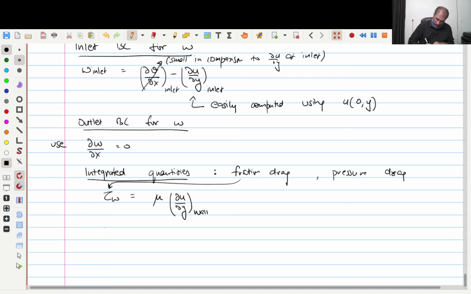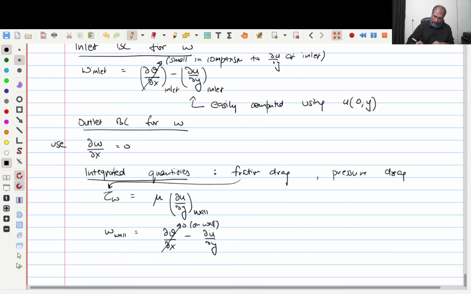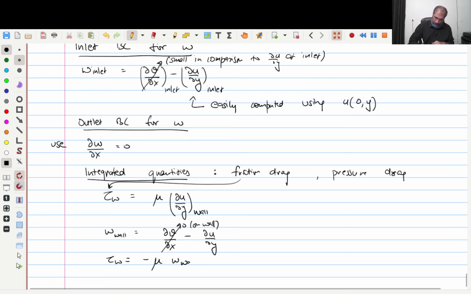So what is omega, which is the vorticity on the wall? This is given by definition as del v by del x minus del u by del y on the wall. Now del v by del x on this x equal to constant wall is 0. That's because v is 0 on the wall. It's a non-permeable wall, so del v by del x is also 0. Okay, del u by del y definitely is not 0. That is what we want, but del u by del y can be written in terms of the omega value on the wall. So it's simply minus of that. So wall shear stress basically is minus mu times omega on the wall.